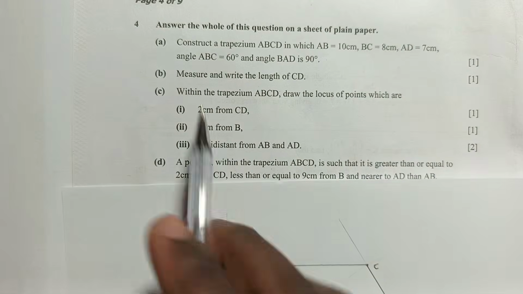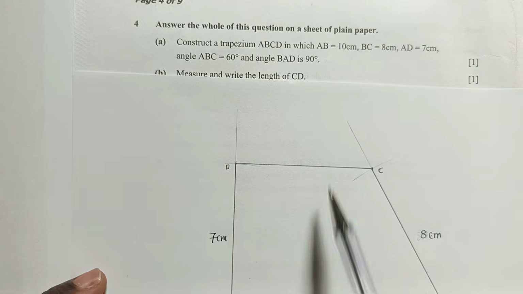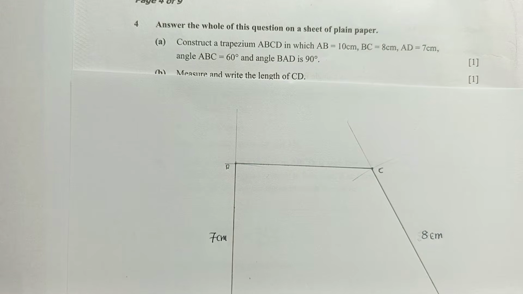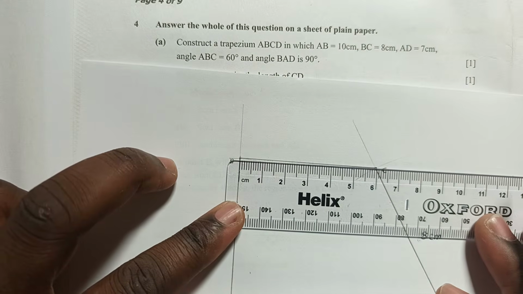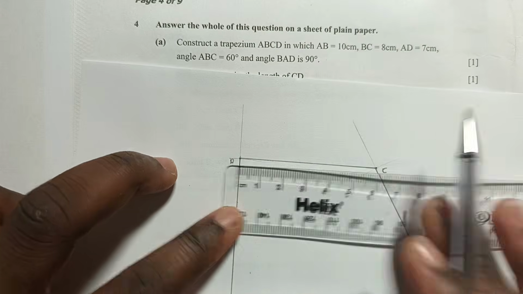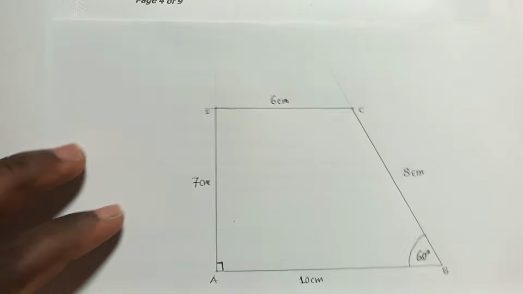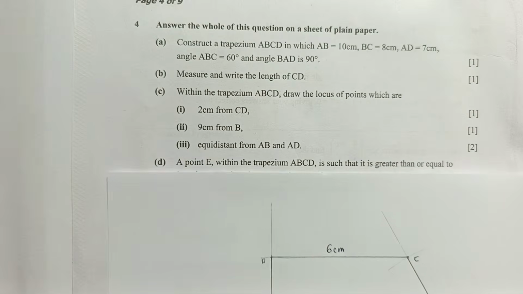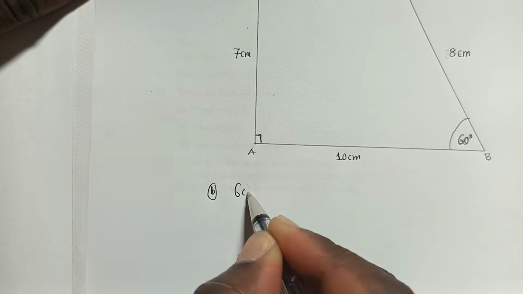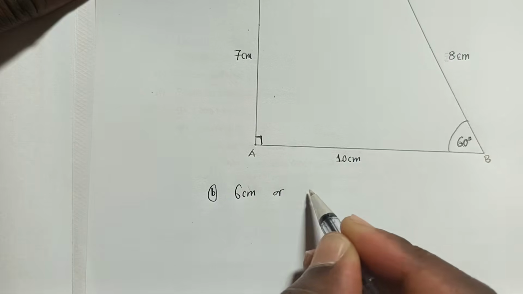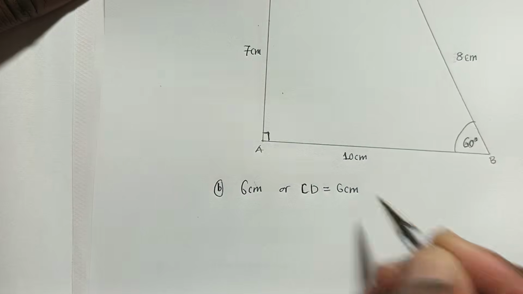So the next question here, they are saying measure and write down the length of CD. So CD is right here. This is CD. So you get your ruler, of course. You measure the normal measuring, put your ruler here and there. This is 6 centimeters. You can see from here to here it's 6 centimeters. So we can write 6 centimeters. And after we write 6 centimeters, we even indicate that question B here is CD is equal to 6 centimeters. It's okay.